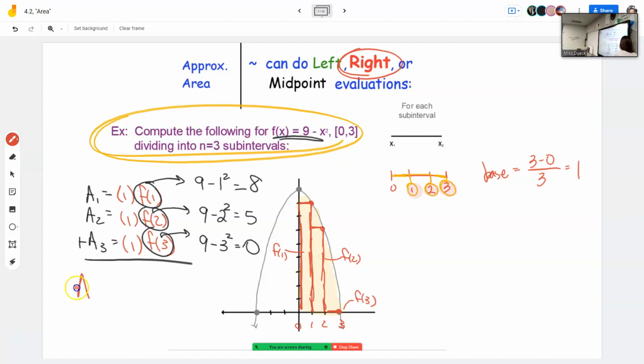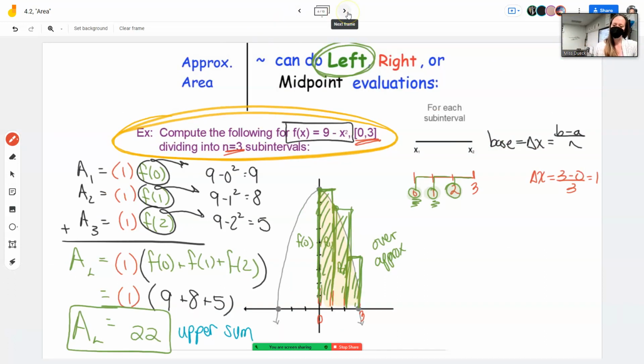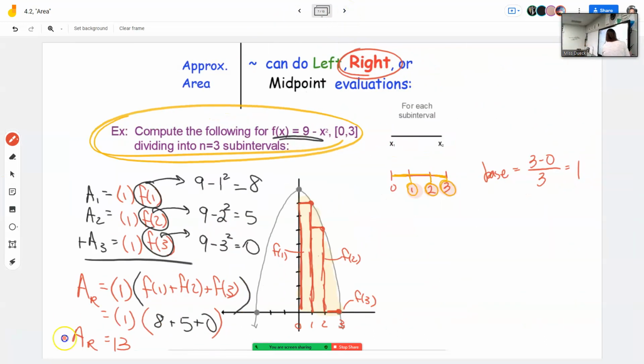But my right area approximation, I could pull out all of those different GCFs. What I would have inside would just be my f of 1 plus f of 2 plus f of 3. Once again, we'll look at how to use our calculator efficiently if we're allowed to, but we're plugging in the 8 and the 5 and the 0. And why, after all this work, when I get 13, why am I going to call this a lower sum? Why is this a lower sum? This guy was an upper sum. Why is this guy going to be a lower sum?